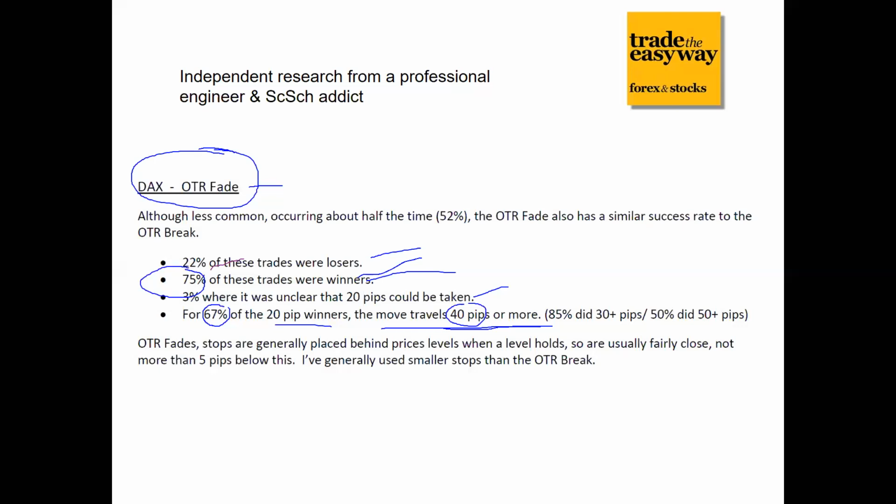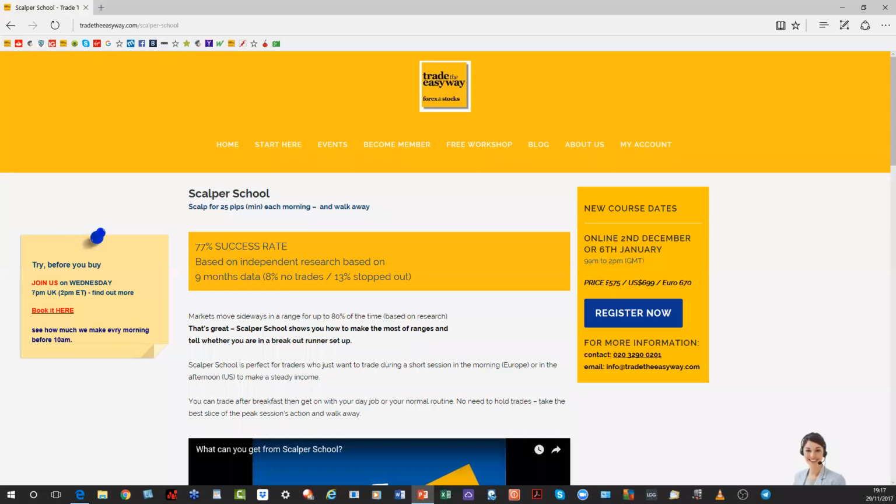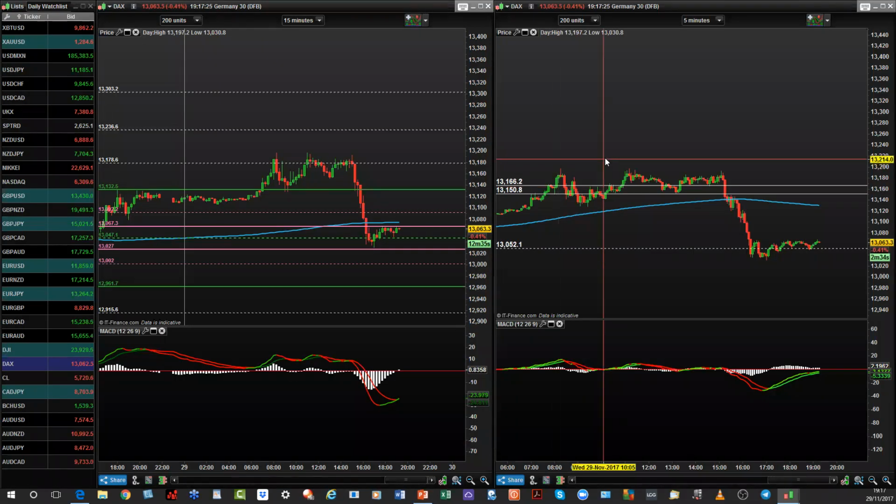All right, so that's enough of slides for now. Let's just have a quick look at, let me exit this. Let's go close that. Let's call up the charts. This is what my chart looked like today. This is the DAX. And so this is our system. You're getting a quick peek at how our system looks.